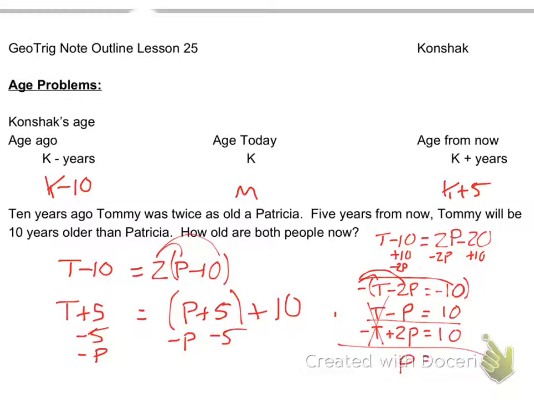What's a negative p plus 2p? P equals 20. So guess what Patricia's age is now? 20. Patricia's 20 years old. And so Tommy, we just need to plug back in to solve for Tommy.